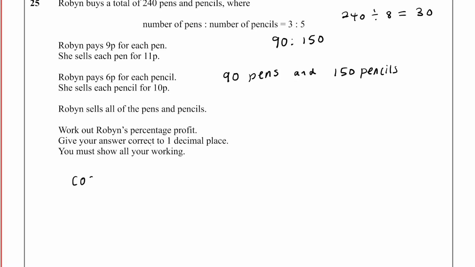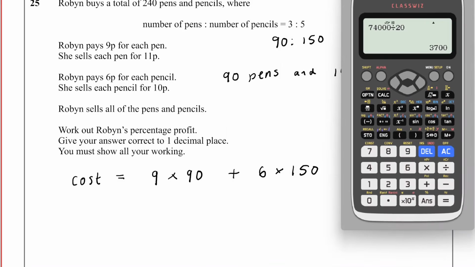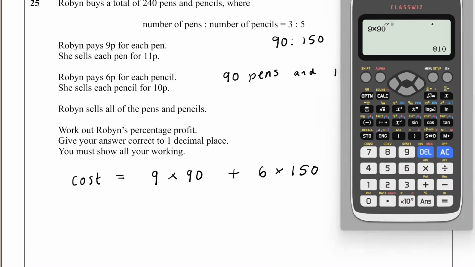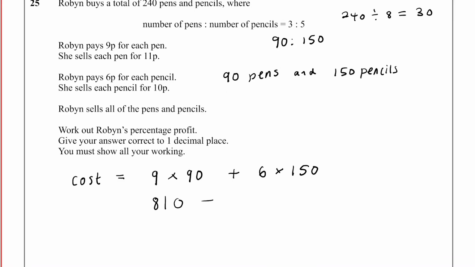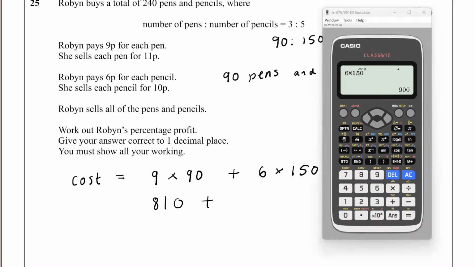So the cost is equal to 9p. I'll just do 9. I could do 0.09, I could do it in pounds, but I'll just do it in pennies. So 9 90s and 6 150s. So that is the total cost. We could do this separately, and now we'll do it separately. So 9 90s is 810 and 6 150s, which is 900.